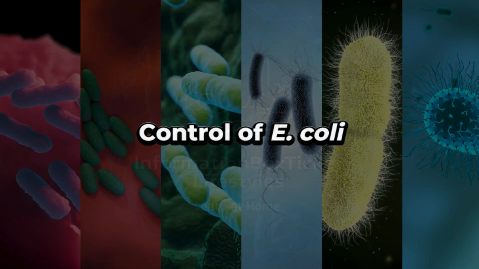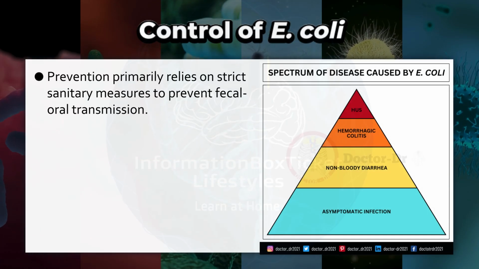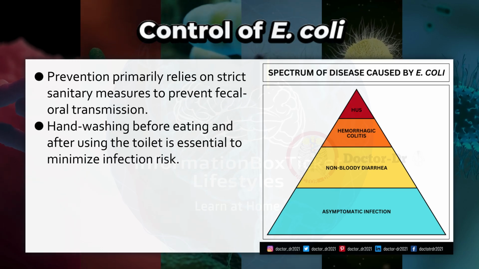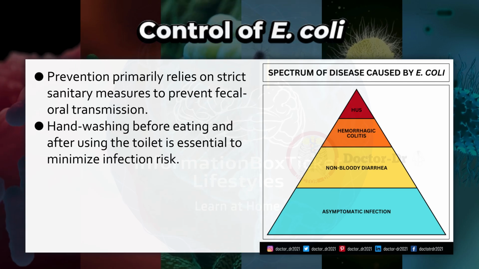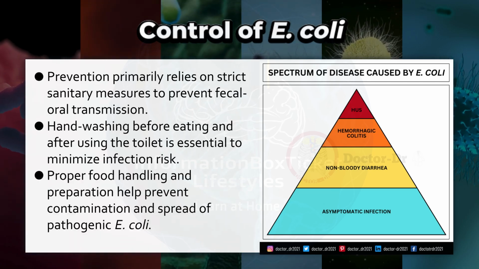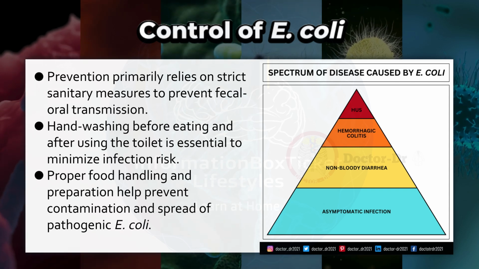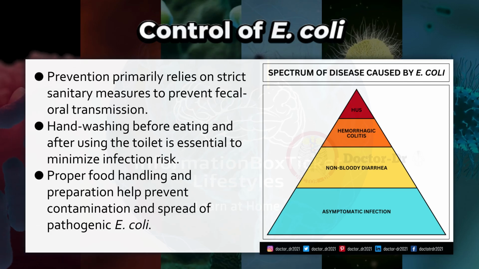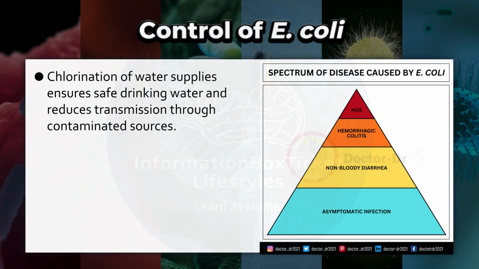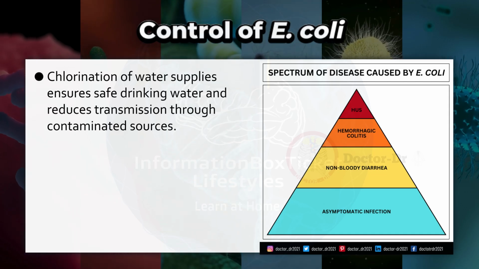Control of E. coli. Prevention primarily relies on strict sanitary measures to prevent fecal-oral transmission. Hand washing before eating and after using the toilet is essential to minimize infection risk. Proper food handling and preparation help prevent contamination and spread of pathogenic E. coli. Chlorination of water supplies ensures safe drinking water and reduces transmission through contaminated sources.